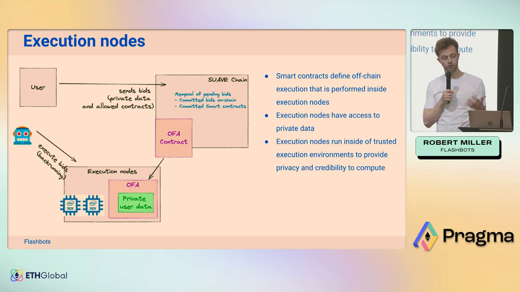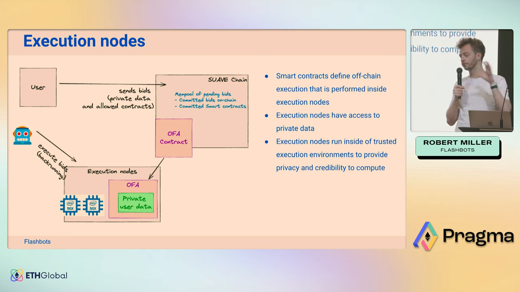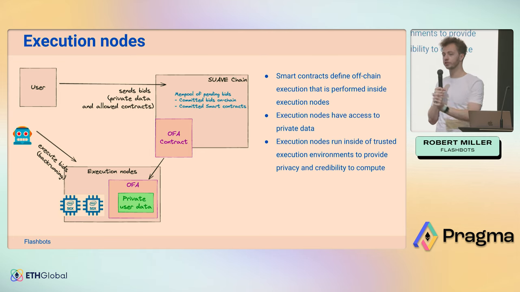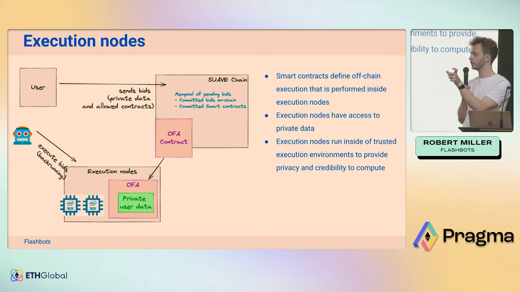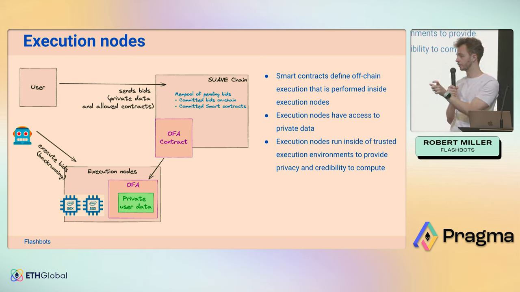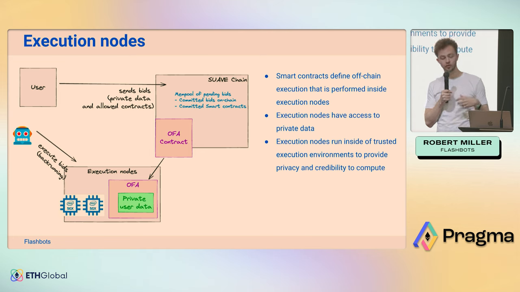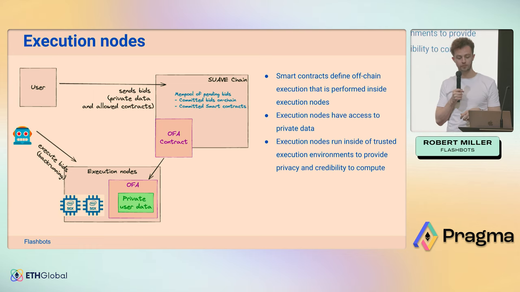To dig into how execution nodes work a little bit more, you have developers that are defining in smart contracts off-chain execution, which is performed in what we call an execution node. So your smart contract says, hey, take all of these transactions, simulate them, and treat them according to this algorithm. And that's not actually performed on-chain. Instead, all of that is performed in this execution node in a trusted execution environment, like an SGX, where you know the code is running with some level of privacy and integrity. So this is a really scalable way to get private and confidential compute for MEV use cases. And the other thing that I would note is that execution nodes, if a user permissions a certain smart contract, have access to private data.